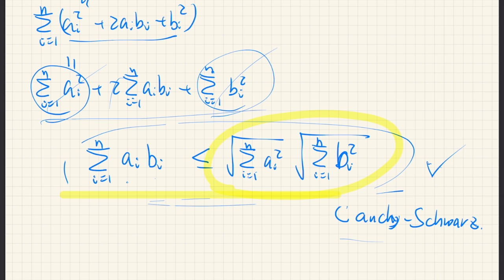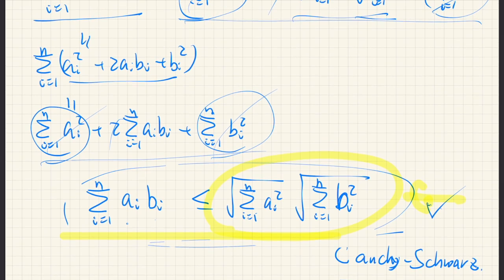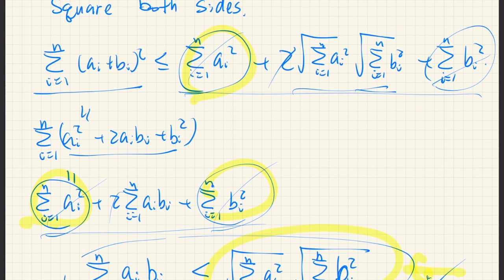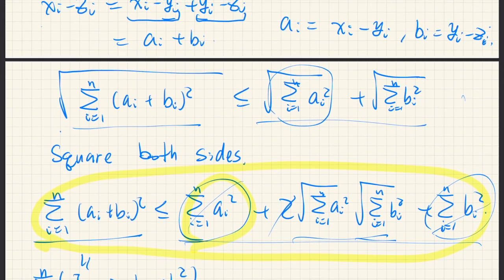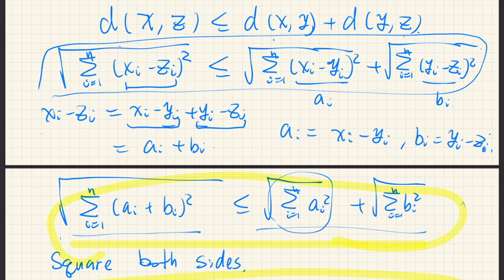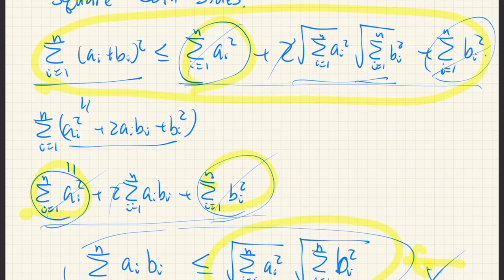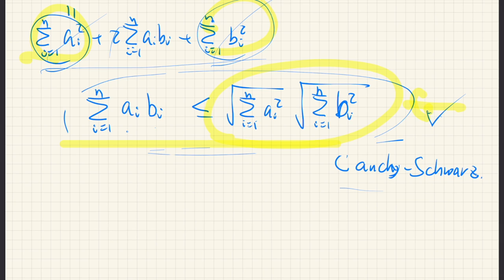So we trace backwards this argument. From here, we add these terms to both sides. So we have this inequality. And then take the square root of both sides, and we have this inequality. And therefore, we have this triangle inequality. Okay, so we are done.